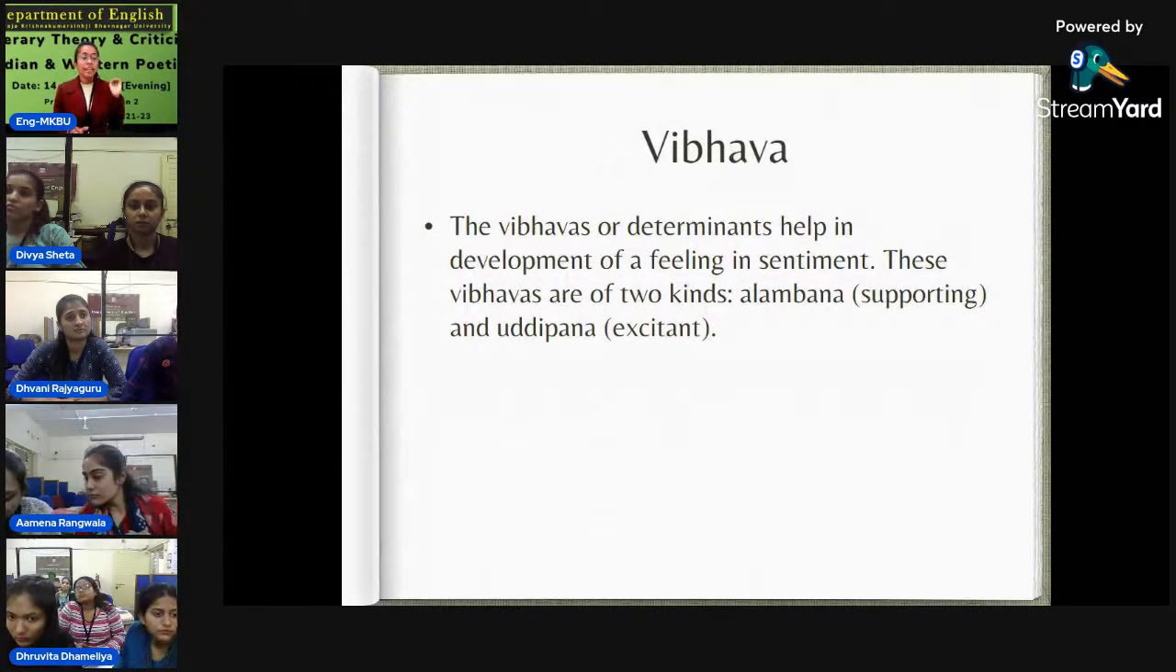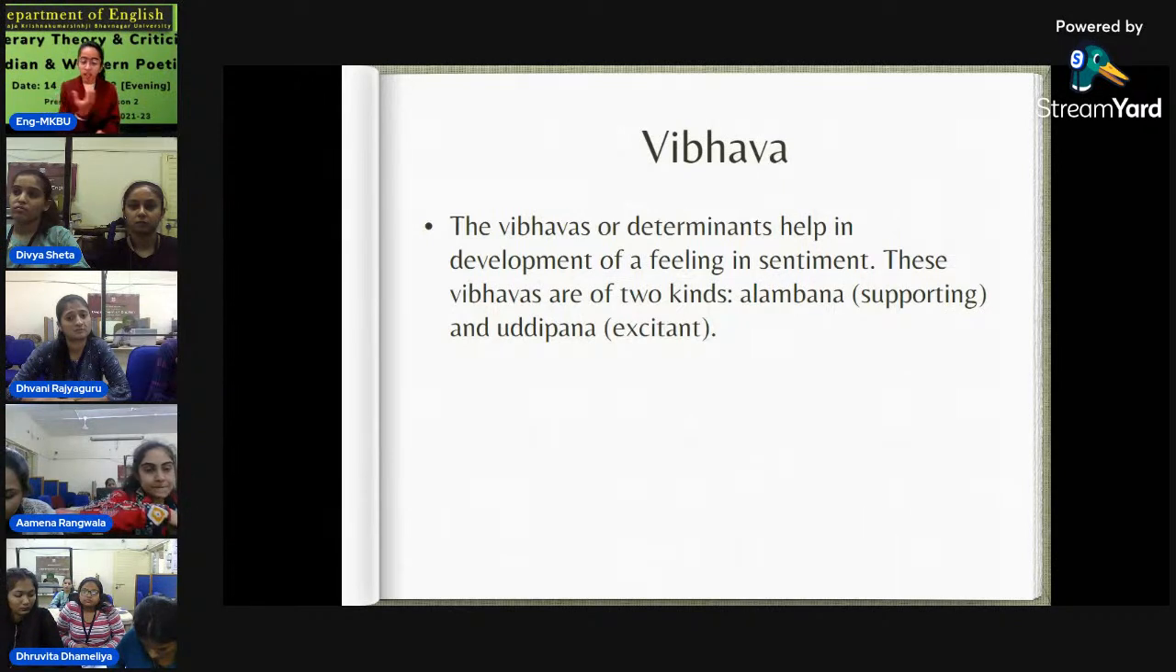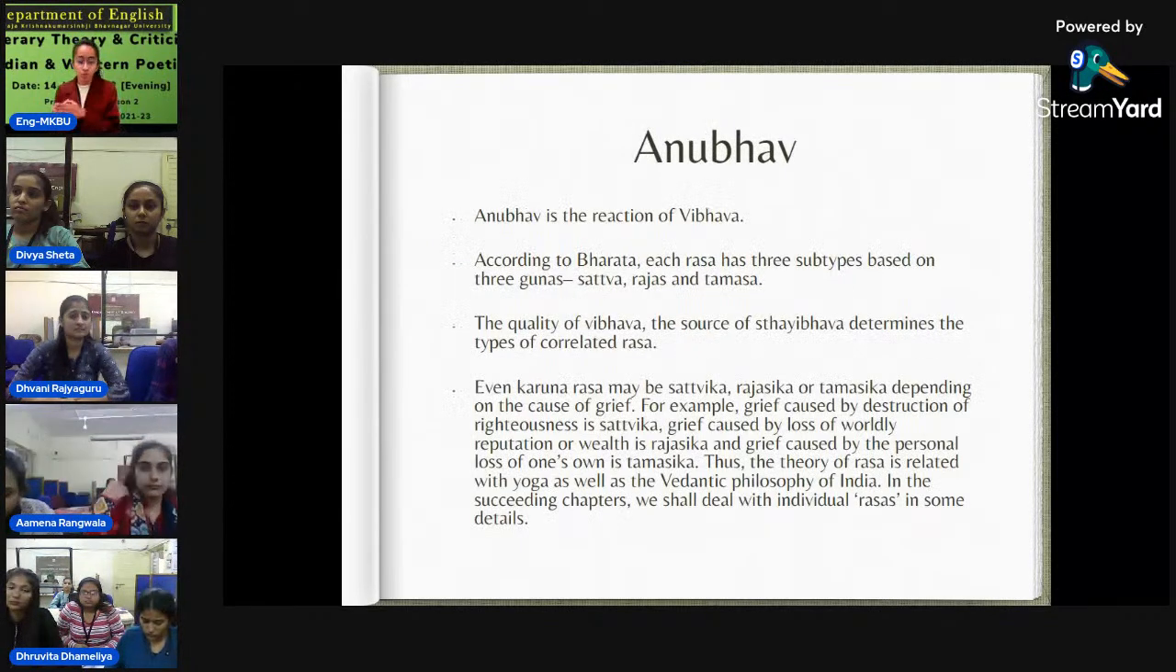For example, we take the example of the Ramayana. When Hanuman goes to take jadi butti for Lakshman, because he is terribly sick, that is vibhav. So when he goes, that is the alamban, the main action. But why is he going? Because Lakshman is sick. Now comes the anubhav. Anubhav is the reaction of vibhav.